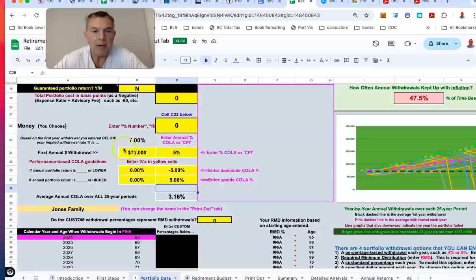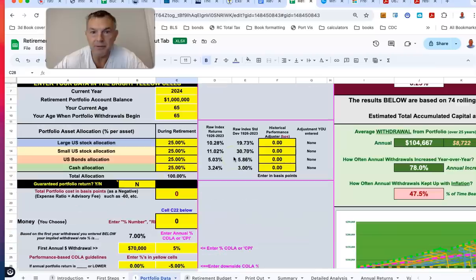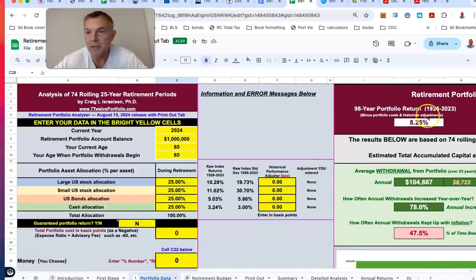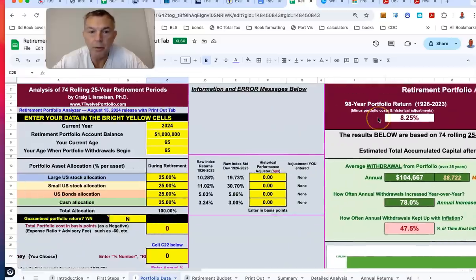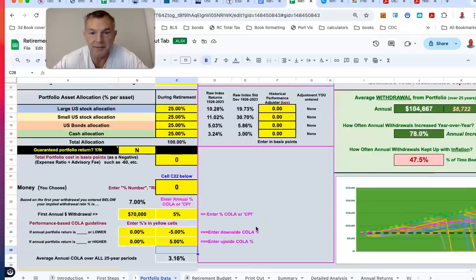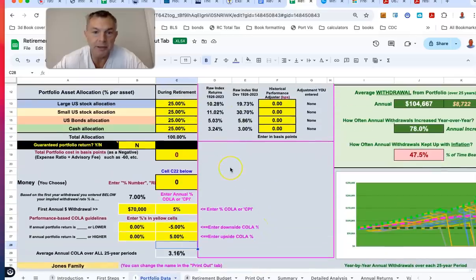So I'm saying I want my first withdrawal to be $70,000. That's 7% of my million schmackaroonies. Again, I got a 50% stocks, 50% cash portfolio. Historically, that's given me an 8.25% rate of return. The standard deviation is 12.24. It's freaking fantastic. There's the raw data right there.